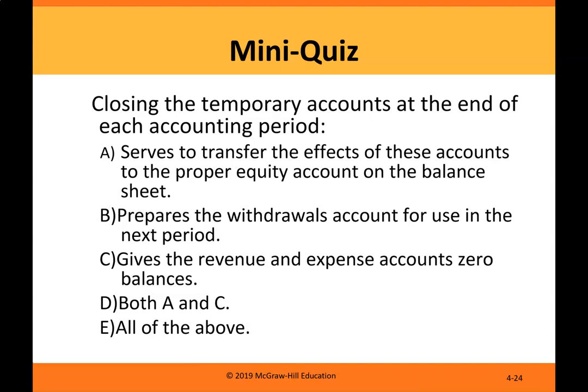Mini quiz. Closing the temporary accounts at the end of each accounting period, A, serves to transfer the effects of these accounts to the proper equity account on the balance sheet. B, prepares the withdrawals account for use in the next period. C, gives the revenue and expense accounts zero balances. D, both A and C, or E, all of the above. All of the above.